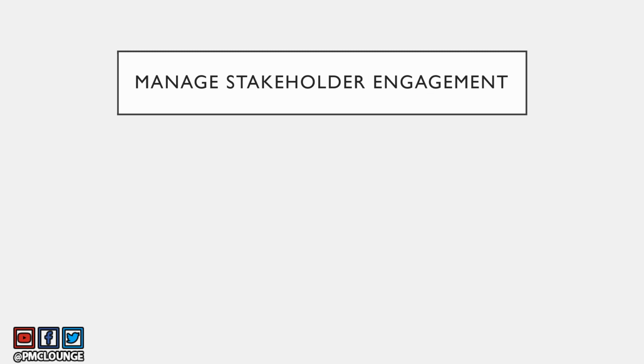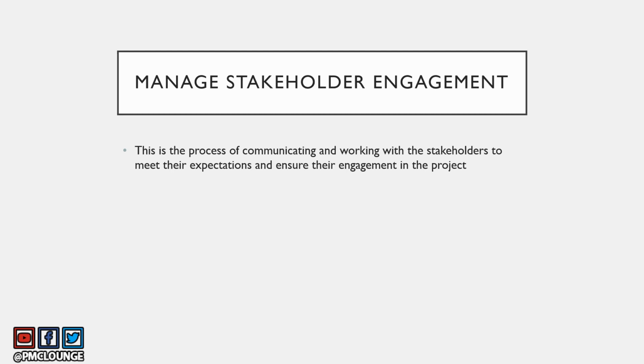Next is manage stakeholder engagement. This is the process where you are communicating and working with the stakeholders to meet their expectations and ensure that their engagement in the project remains alive, right? So you are basically communicating a lot. You are communicating as per the requirements of the stakeholders. You are working with them to make sure that you are meeting their expectations, your project is meeting their expectations, and that's how you're ensuring that their engagement remains with your project. So managing engagement is all about this process, and hence it is called manage stakeholder engagement.